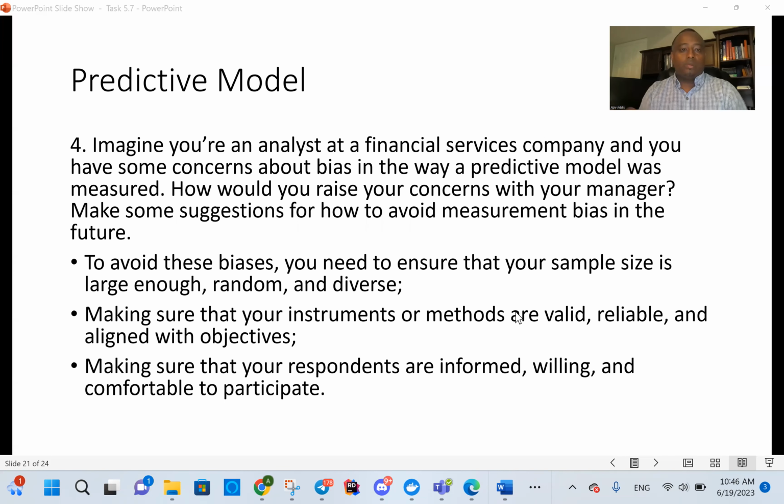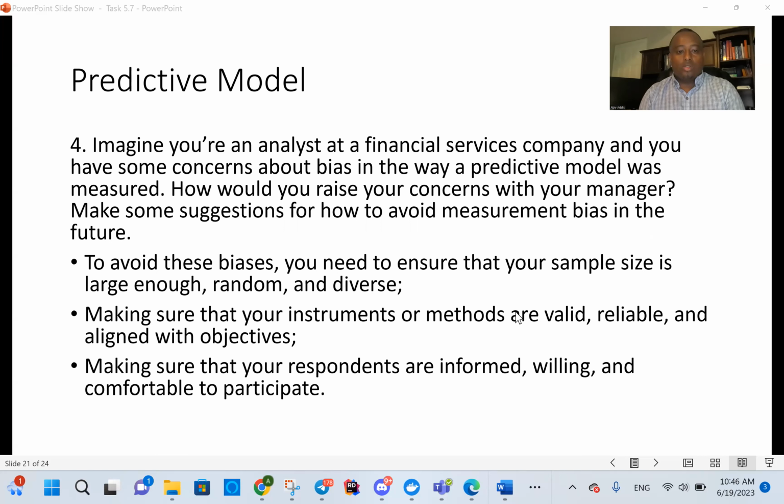First question will be about a predictive model. The question is like this. Imagine you are an analyst at a financial services company and you have some concerns about bias in the way a predictive model was measured. How would you raise your concerns with your manager? Make some suggestions for how to avoid measurement bias in the future.